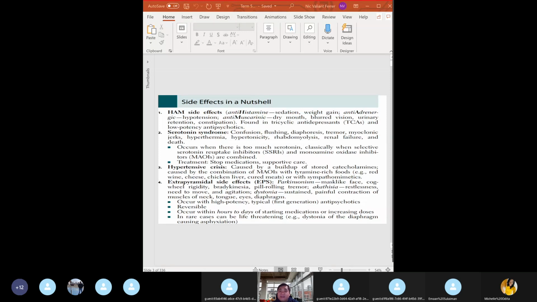Serotonin syndrome is commonly seen when you combine your SSRIs, like paroxetine and fluoxetine, with monoamine oxidase inhibitors, your MAOIs. Give me an example of a MAO inhibitor. Phenelzine, right? Linezolid. It can be. Treatment: you stop the medication and give supportive care. Hypertensive crisis can be seen when you are taking MAO inhibitors but then eat tyramine-rich food.